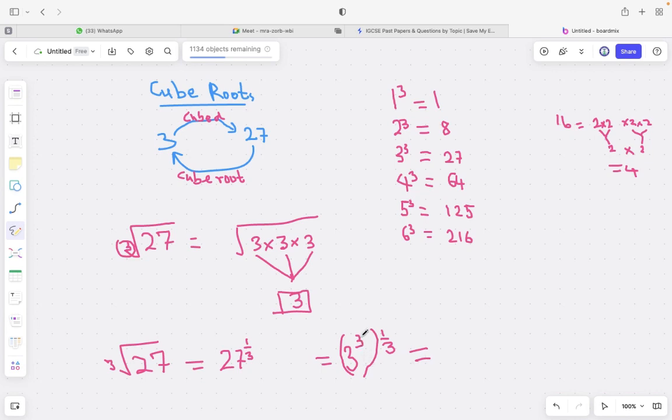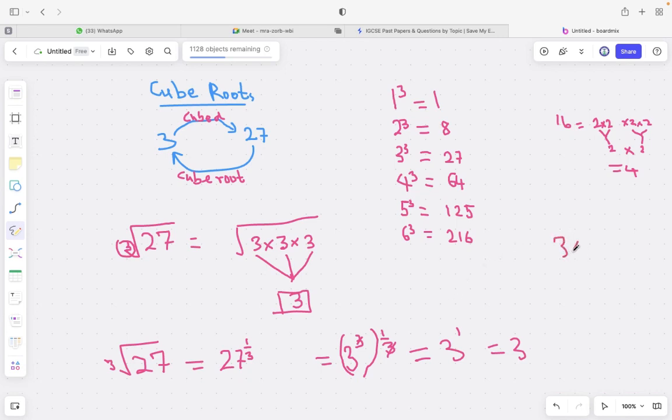Okay? So what this one means is 3 multiplied by 1 all over 3. The 3 at the bottom will cancel the 3 at the top. So it will be 3 raised to power 1. And 3 raised to power 1 is equal to 3.